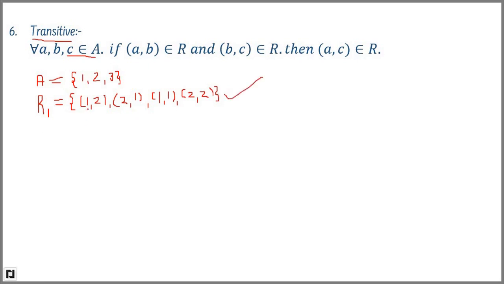Because we have the pairs (1,2) and (2,1), we need the pair (1,1), and we have (2,1) and (1,2), so we need the pair (2,2). Now take another relation R2 which contains the pair (1,2) and another pair (3,4). This is also a transitive relation.